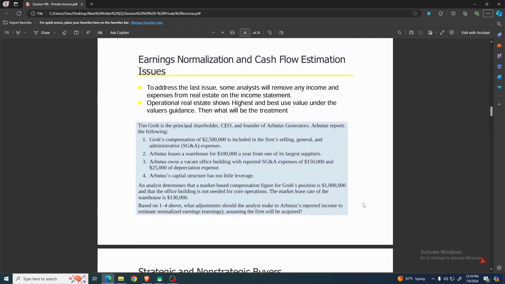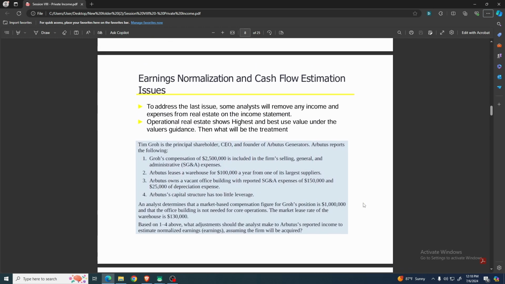And then we come into an actual scenario, and let's see how this is going to play out. Here, it says that Tim Grow is the principal shareholder and CEO of Arbutus Generators, and they report the following values. The CEO's compensation is 2.5 million, and it is included in the firm's general and administrative expenses. Arbutus leases a warehouse for $100,000 a year from one of its largest suppliers. The company owns a vacant office building with general administrative expenses of 150,000 and 25,000 of depreciation. And then it says that the company's capital structure has too little leverage.